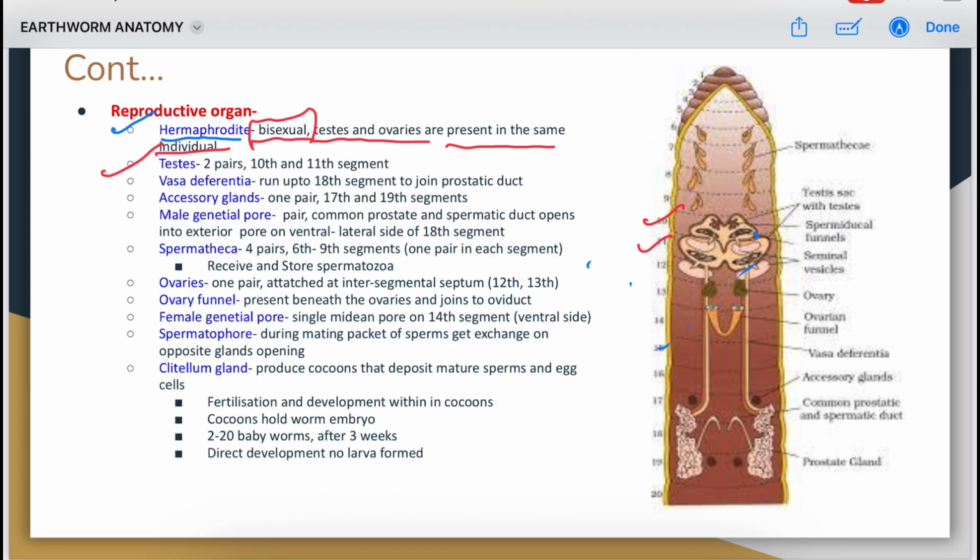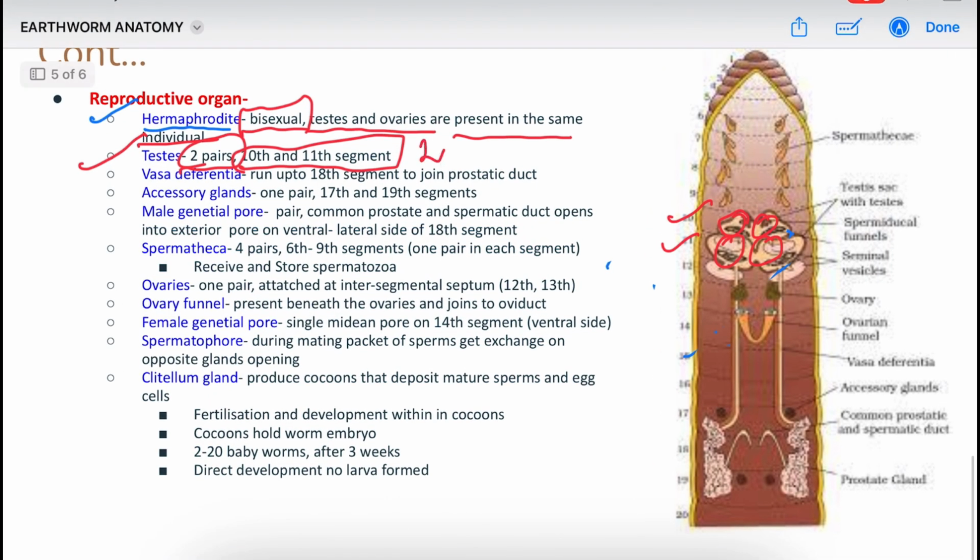On the 10th and 11th segment there are 2 pairs of testes present, meaning 4 testes in total.